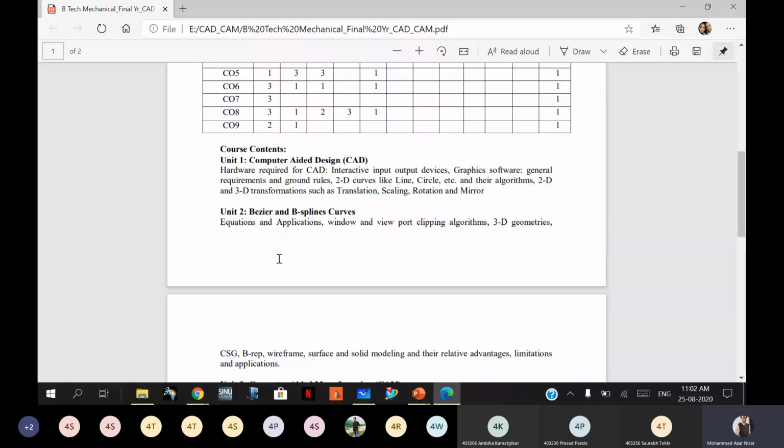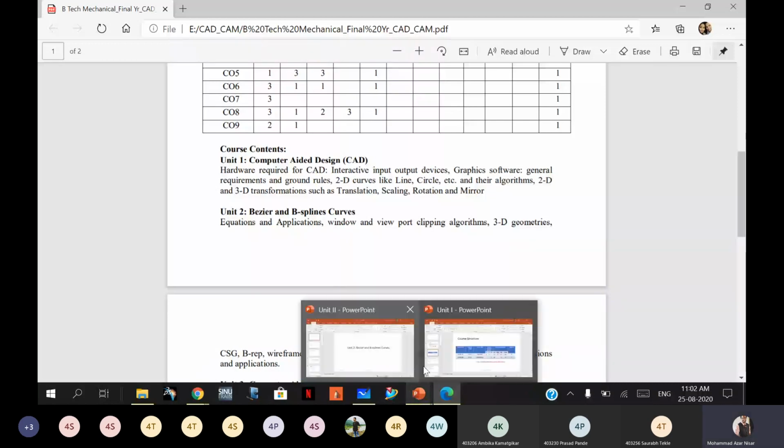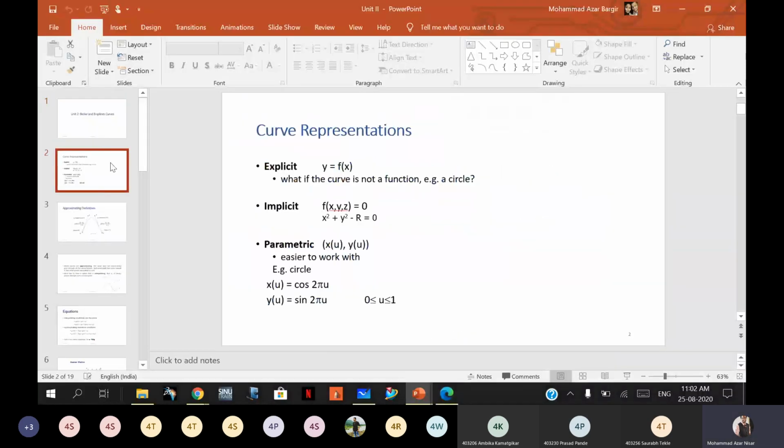Then we will see window and viewport flipping algorithms and problems related to that, and again the problems related to Bezier curves. So first of all, the basic types of curves are the explicit curves, implicit curves, and parametric curves.